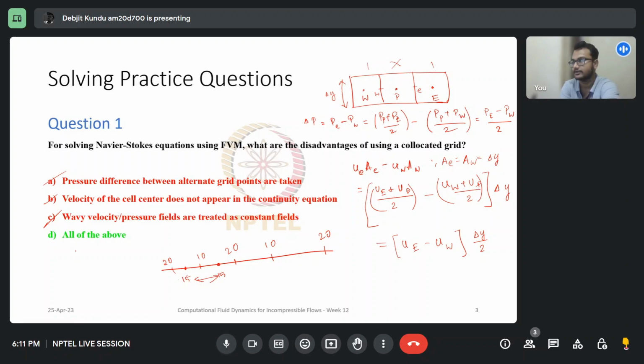We use staggered grids. And as far as this question is considered, all of them A, B, C are correct. So that's why option D would be the correct solution. Okay. Simple things. So we will move on.